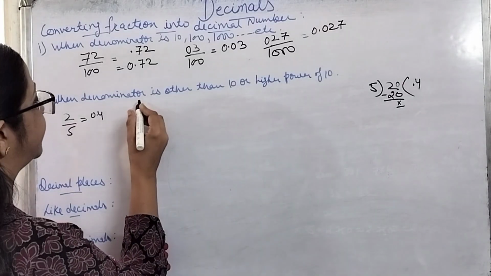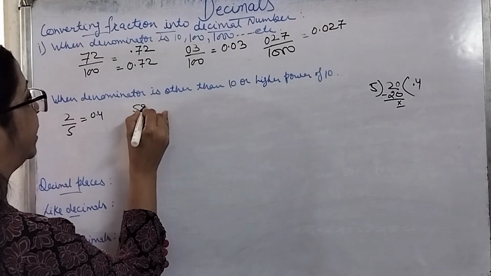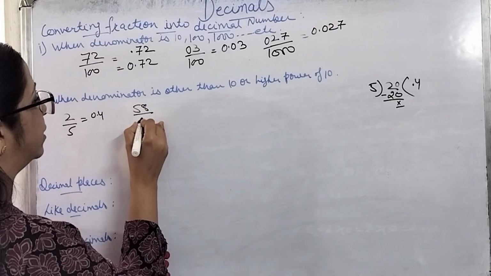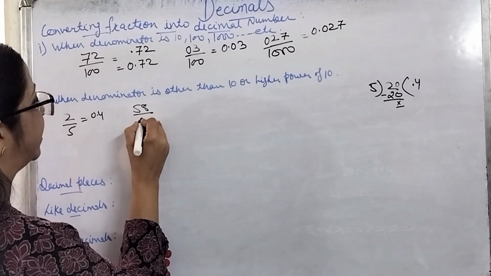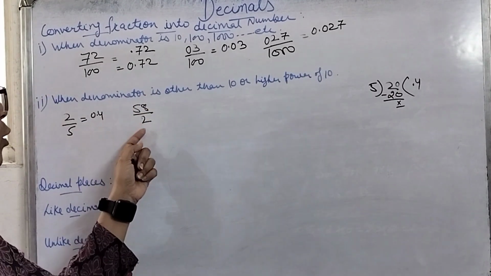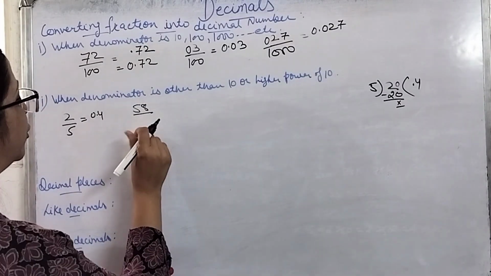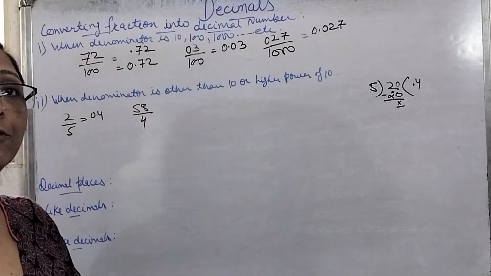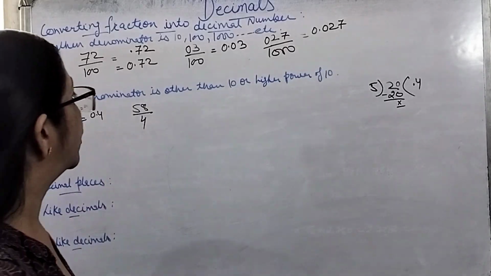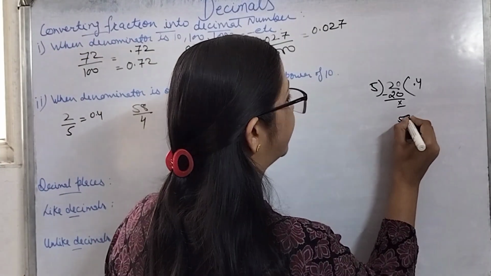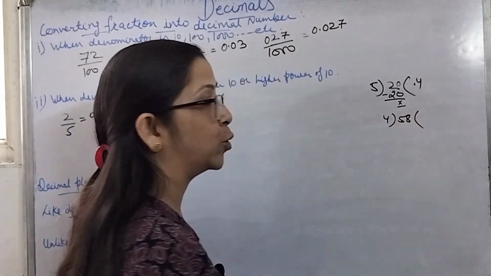Suppose your number is 58 over, say, 2. If I divide by 2, it is directly divisible, so there won't be a decimal. If I divide it by 4 instead, what will be the decimal number? So if we divide, 58 is the dividend here and 4 is the divisor.